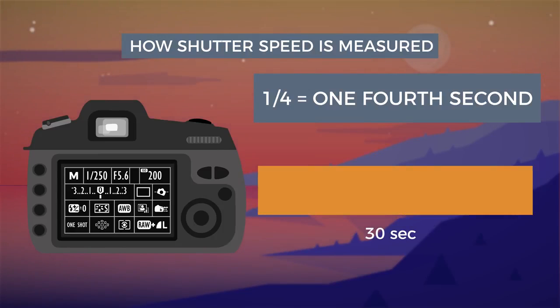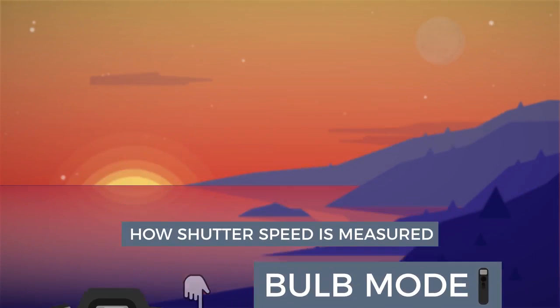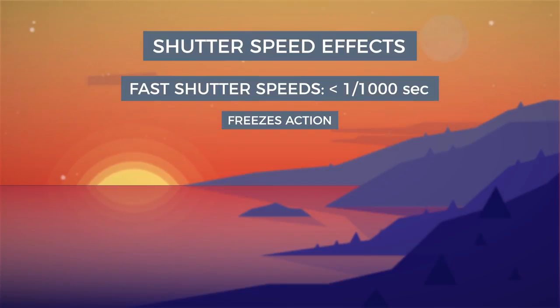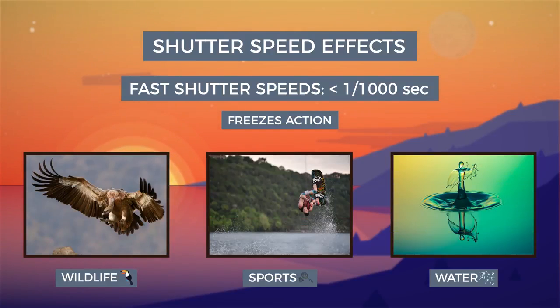Longer shutter speeds can be achieved using a function known as bulb mode, where the shutter speed is determined by the length of time the shutter button is activated, either manually or through a remote trigger. It's good to know what effects different shutter speeds have, as it can affect the type of picture produced. Short shutter speeds, often quicker than 1/1000th of a second, are fast enough to capture the fast movement of wildlife and sports, and freeze water droplets and small particles.